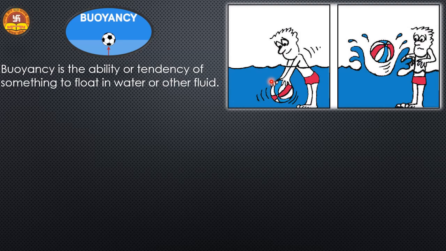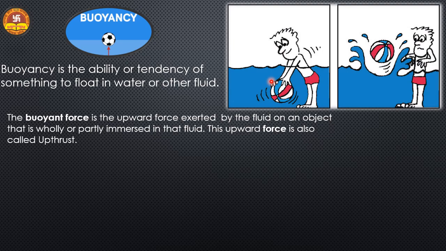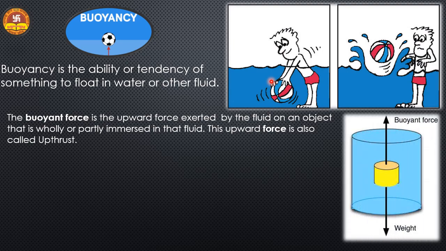Now the buoyant force is the upward force exerted by the fluid on an object that is wholly or partly immersed in that fluid. This upward force is also called upthrust. You can see here the object which is inside the water is acted upon by two forces. First, its own weight, which acts in downward direction, and secondly, the upthrust or the buoyant force which is given by the liquid on this substance in upward direction.